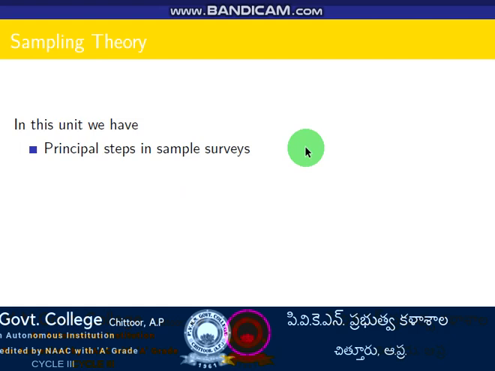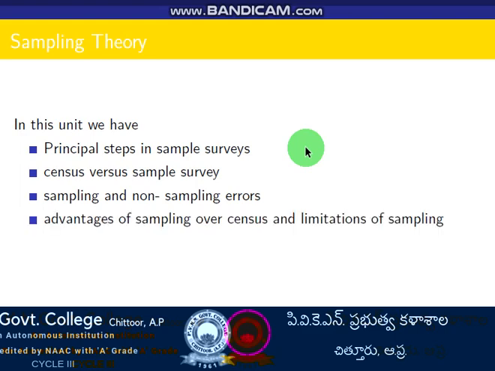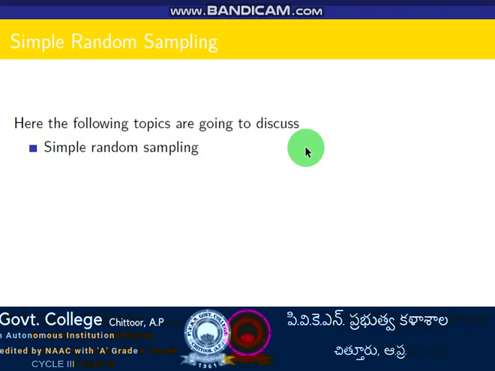The first unit, sampling theory, consists of principal steps in sample surveys, census versus sample survey, sampling and non-sampling errors, advantages of sampling over census and limitations of sampling. Next, types of sampling. There are 3 types of sampling: subjective, probability sampling, that is random sampling techniques, and mixed sampling techniques. In random sampling techniques, we have simple random sampling.